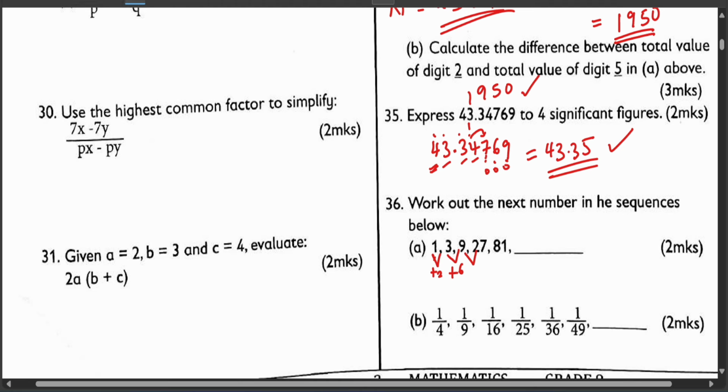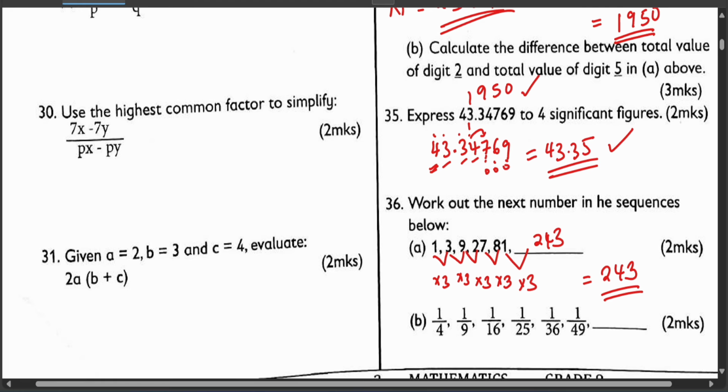Okay, I've seen the solution now. For you to get 3, you multiply by 3. For you to get 9, you multiply by 3. You also multiply by 3 here. And for you to get 81, you also multiply by 3. So the next number that you need to find, you take 81 and multiply by 3. So 81 times 3, which is 243. So your answer here is 243.